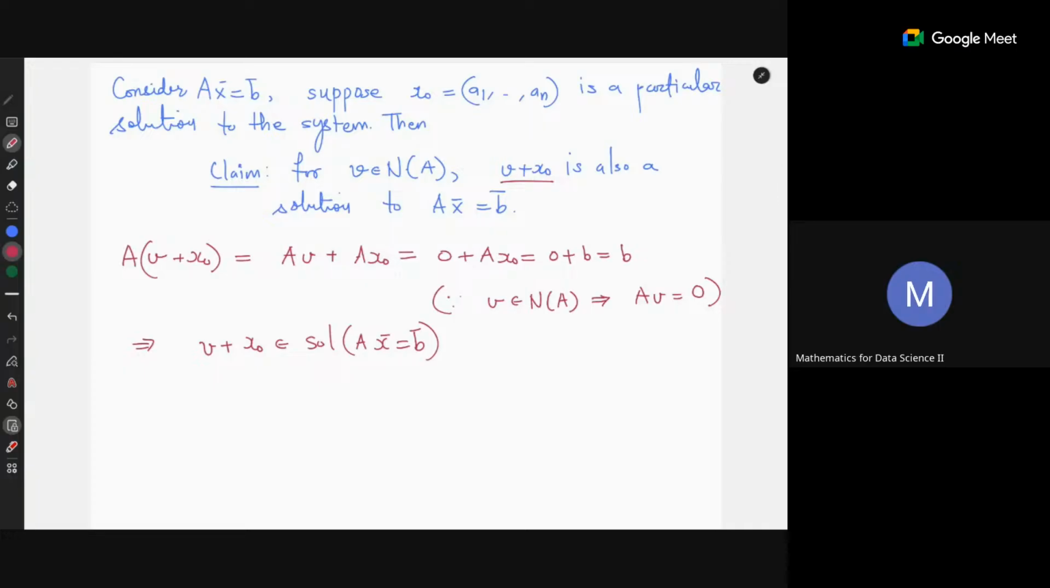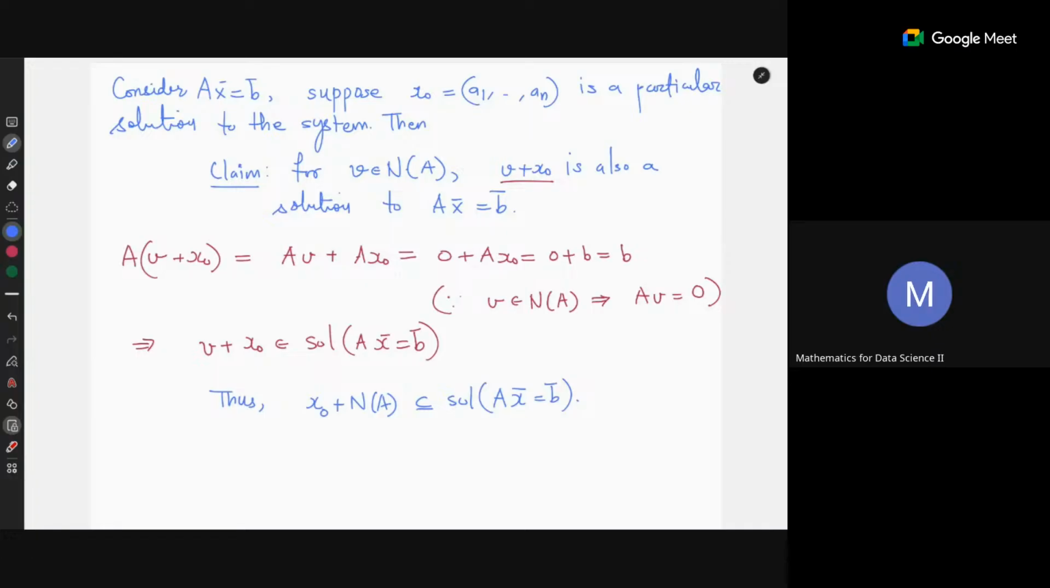And since I've taken any v in the null space, what I get as a result is that x naught plus the null space of A is in the solution space of this. So the solution space is nothing but a shifted version of the null space by a point.